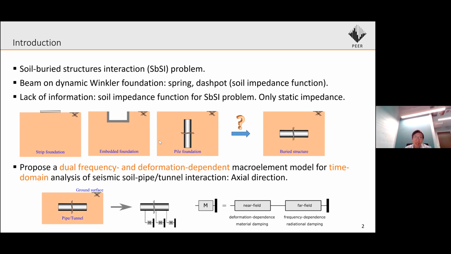So accordingly, our work aims to propose a dual frequency and deformation dependent macro element model for time domain analysis of the seismic soil pile interaction. And in this presentation, we present the axial direction. As shown in the figure, the macro element consists of the near field element in series with the far field element.